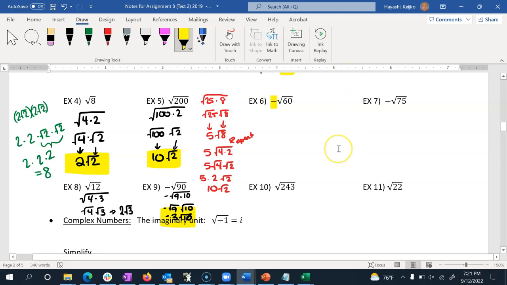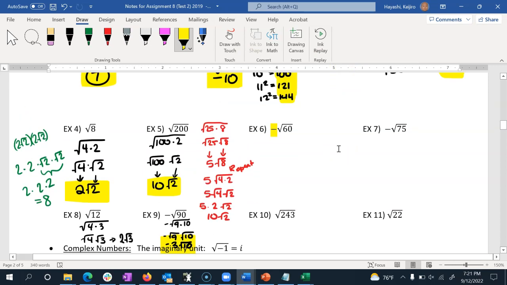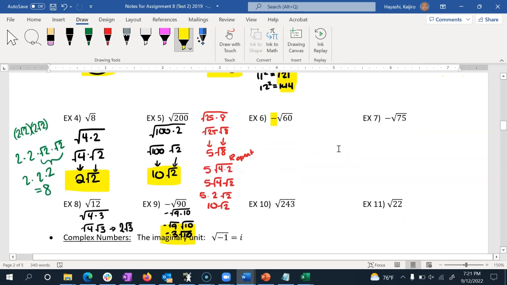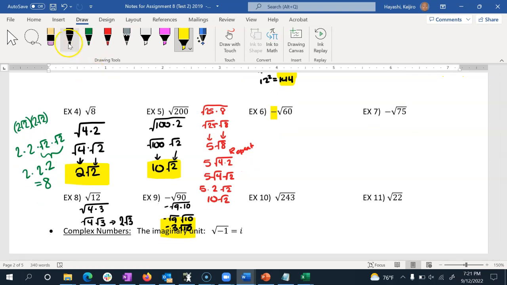All the rest of these ones, even the ones that we skipped, are gonna be done in a similar way. The only exception is example 11, which, because 22 is just made up of 2 and 11, as its best factorization, and neither of those are square, this actually is the simplest way to write it.